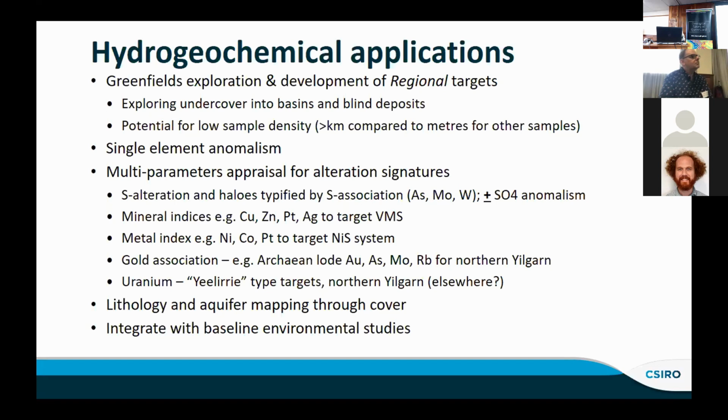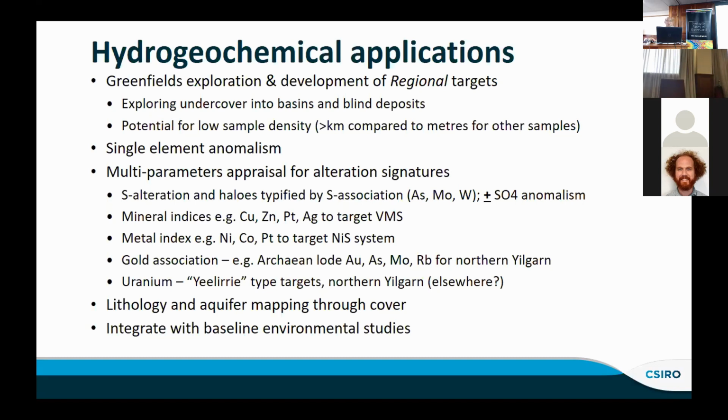Well, we've been talking about sulfur a lot, but it's not compulsory to have sulfur in the system to be able to use hydrogeochemistry. A good example is the Archean gold lode in Western Australia. There's lots of work done in the northern Yilgarn region. Without sulfur, you could still use elemental association. In this case, for the Archean lode, gold, arsenic, moly, and rubidium are really diagnostic of this sort of ore system itself.